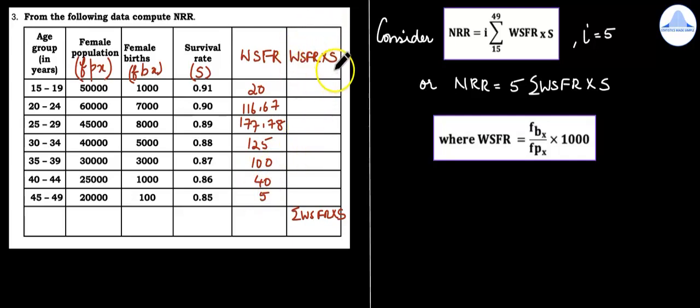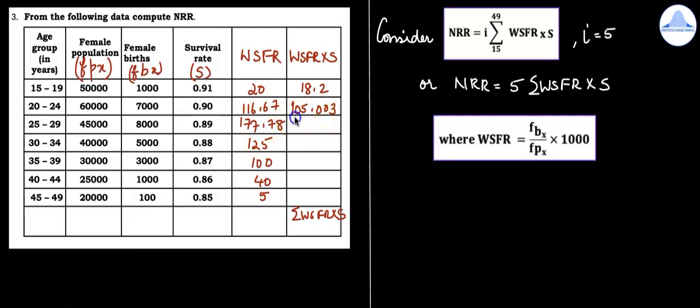Now here, for this calculation, many of the students go wrong. What they do is they find out summation WSFR and then multiply by the total of S. It's not like that. You have to form another column, WSFR into S. So it is 20 into 0.91, which is 18.2. Similarly, 116.67 into 0.9 is 105.003.